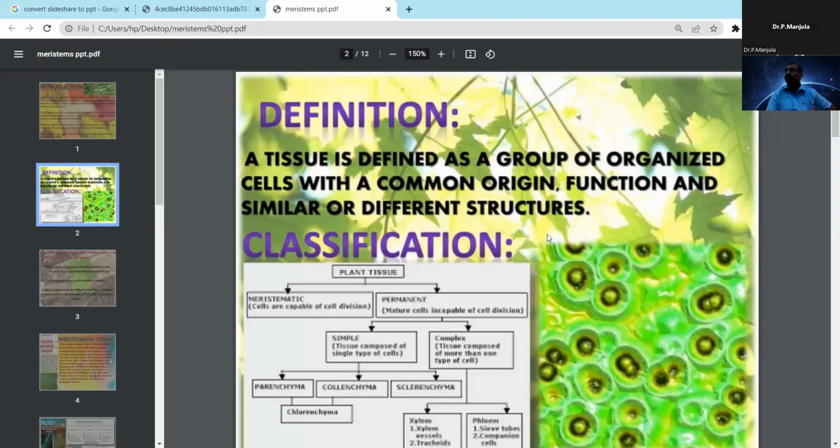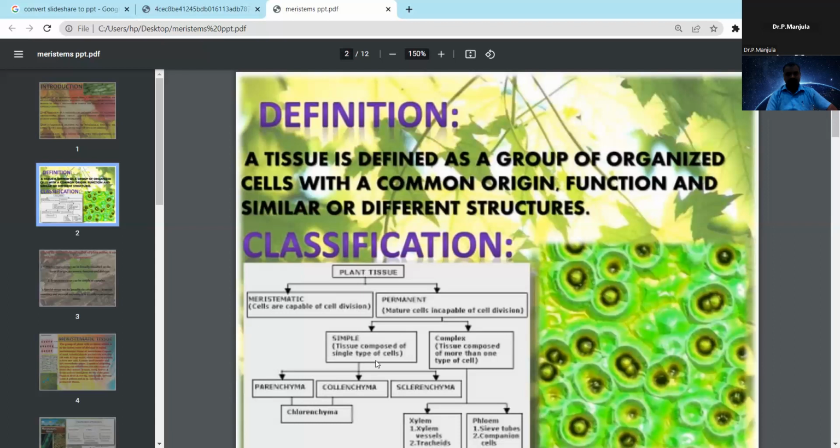Plant tissues are classified into two types: meristematic tissues and permanent tissues. Meristematic tissues are the cells capable of cell division, whereas permanent tissues are mature cells incapable of cell division. Permanent tissues are again classified into simple tissues and complex tissues, and another type is special tissues.